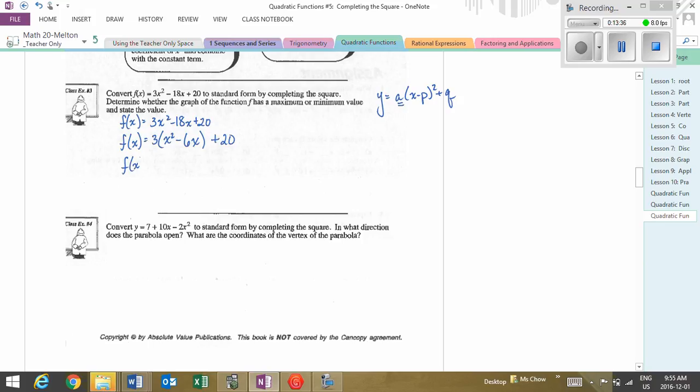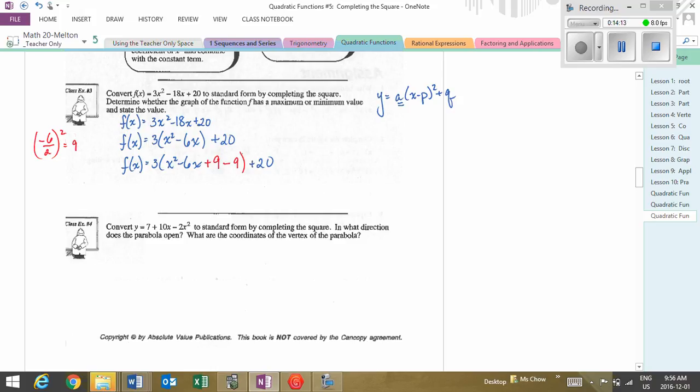So we have f of x is equal to 3 times x squared minus 6x. To complete that square, we need to take that b value of negative 6 divided by 2 and square it. Negative 6 divided by 2 is negative 3, squared is 9. So 9 will complete the square, but if we're adding 9, we also need to take away the 9. And then we are adding the 20 on. So from here, we have our perfect square.